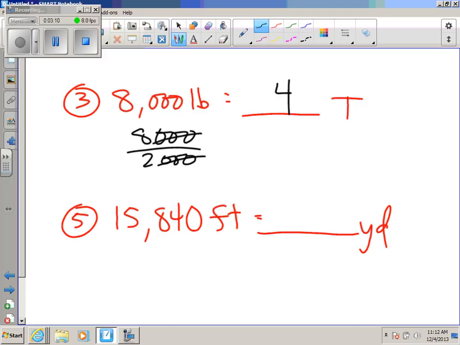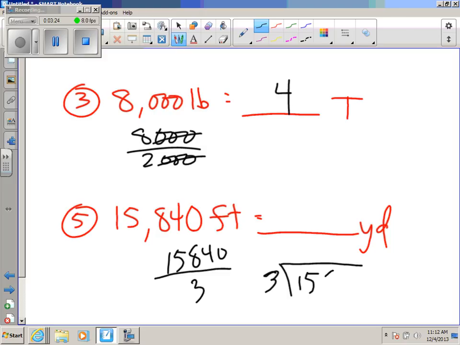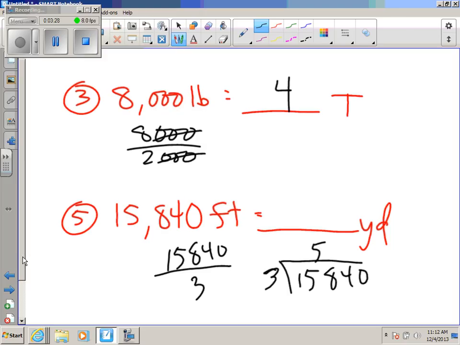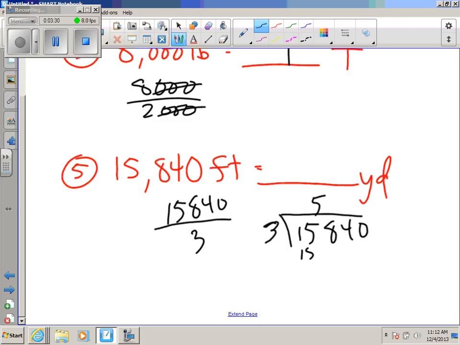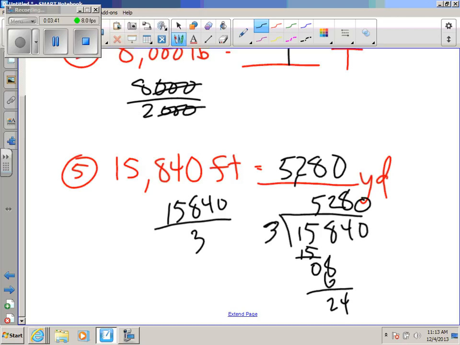15,840 feet to yards. So again, we're going up, so we're going to divide by 3. So 5, and 2 is 6, and 8, bring it to the 0. Okay.